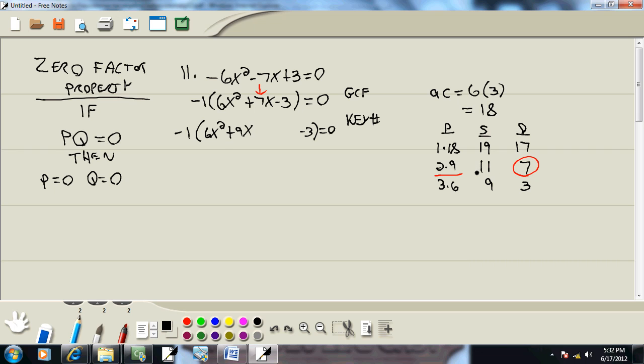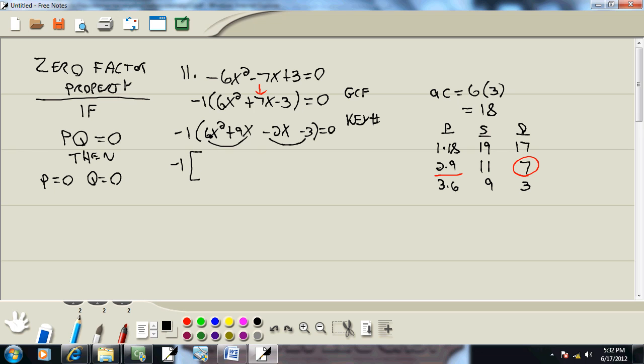If the number you circle is in the S column, then it'll be same signs, both positive or both negative. If the number you circle is in the difference column, one will be positive, one will be negative. The number we circled is in the difference column. We said 9 was positive, so the 2 has to be negative. And then we'll factor by grouping.